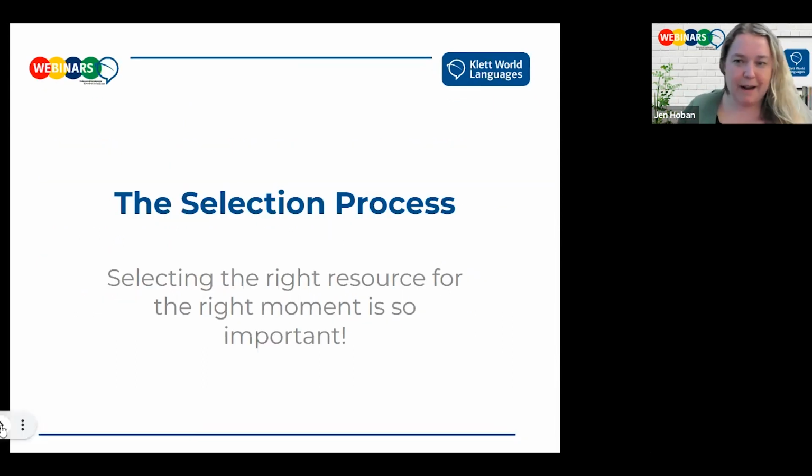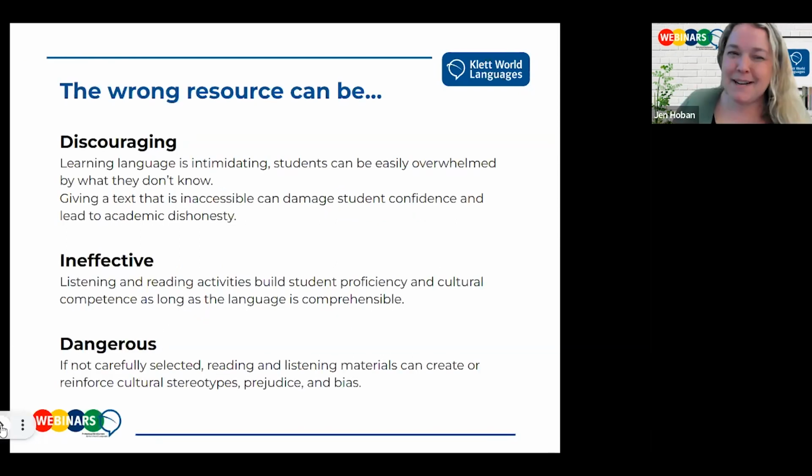So the first thing we're going to talk about is the selection process and how to select the right resource for the right moment. So I'm going to talk about what the wrong resource is. Sometimes we have really good intentions, but then we choose something that's just not right. And if we choose the wrong resource, it can be discouraging. And we all know that language learning can be very intimidating. And if we give a text that is way above a student's proficiency level, they can get frustrated. And I've noticed in my career that when they get frustrated, that's when they start to lean towards using dictionaries too much or Google Translate, because they just don't understand and they're looking for a way out of the situation.